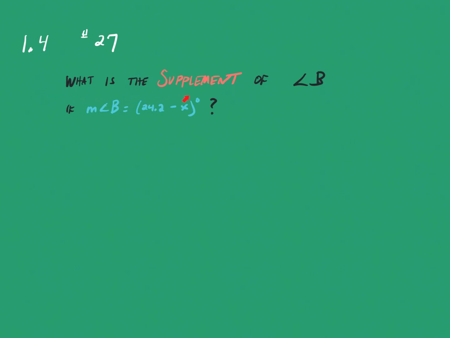Alright, what is the supplement of angle B if the measure of angle B is 24.2 minus x degrees? So what do we know about supplements? Two angles are supplements to each other if their measures add up to 180. So let S be B's supplement. The supplement plus B's measure must be 180 by the definition of supplementary.